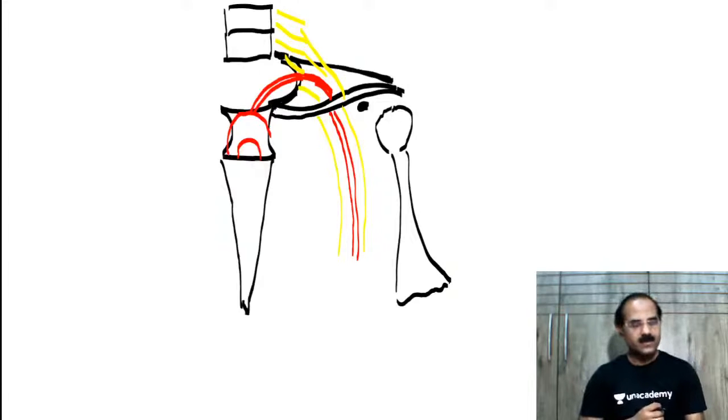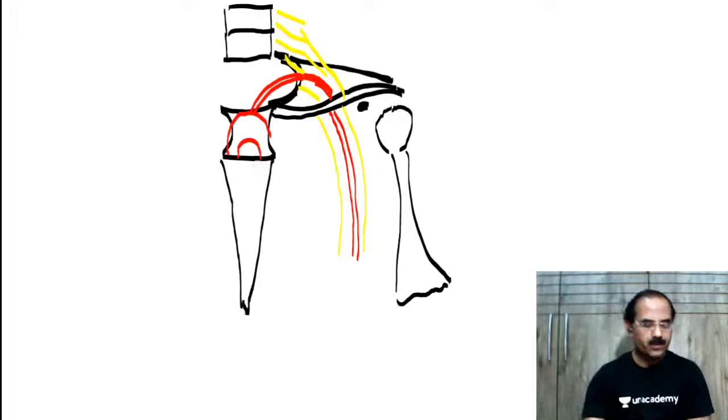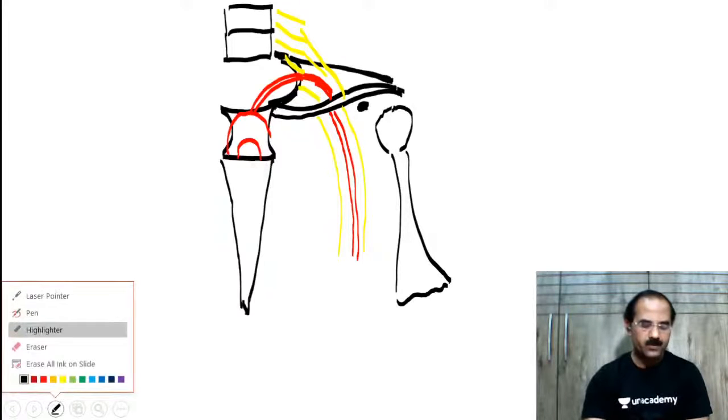Axillary vein also, no? Axillary vein will be there, Tawhid. Axillary vein would be there. Yes. Right. So this is the coracoid process of the scapula. Yes, coracoid process of the scapula.